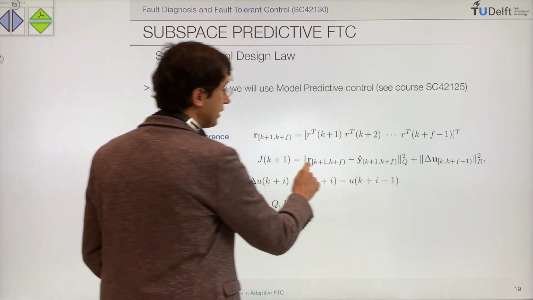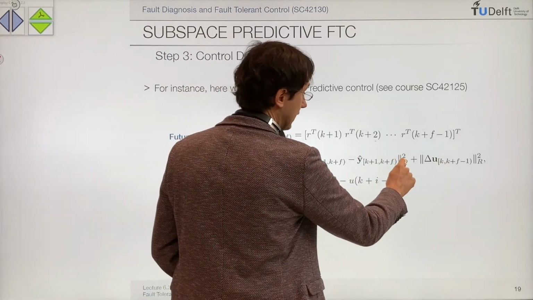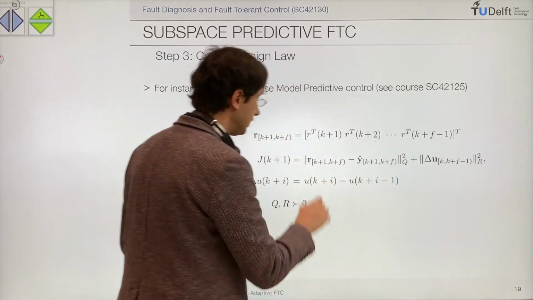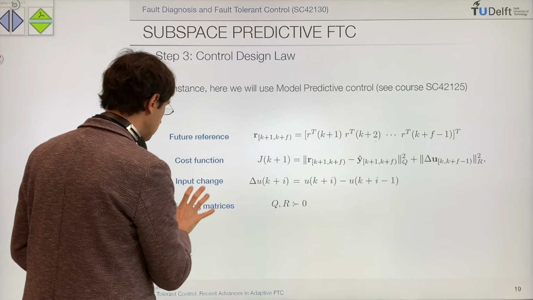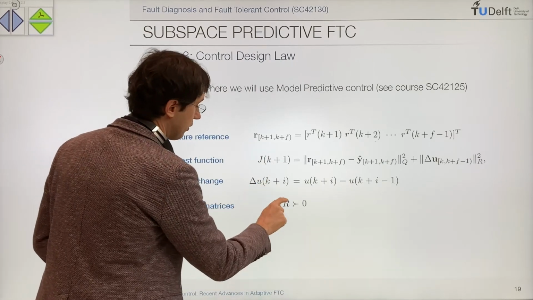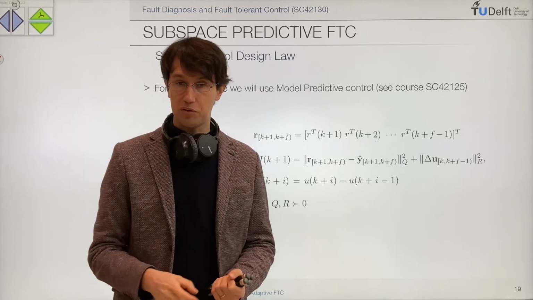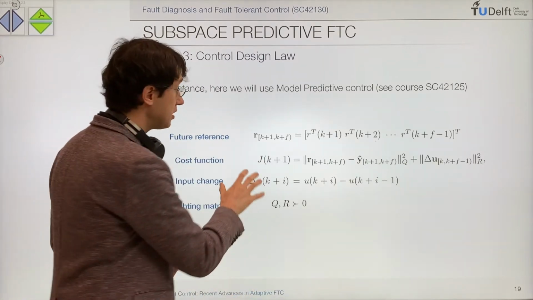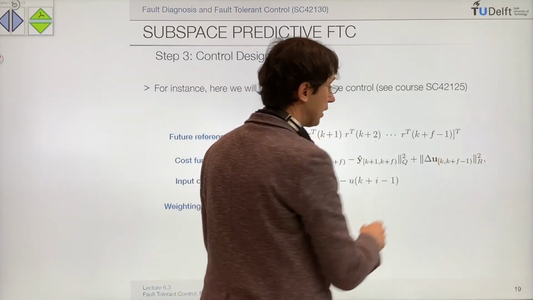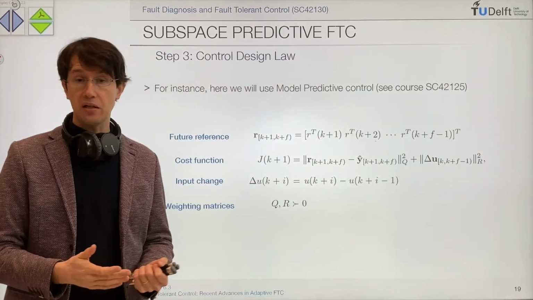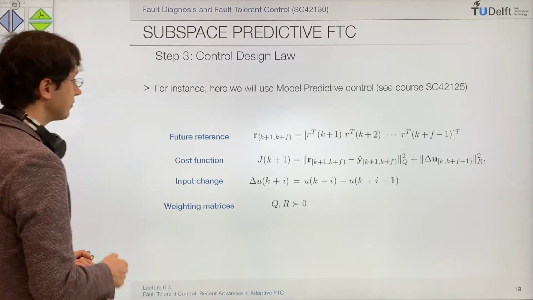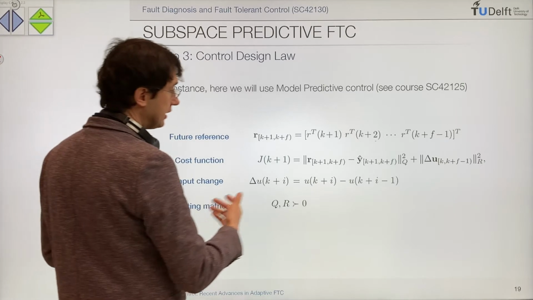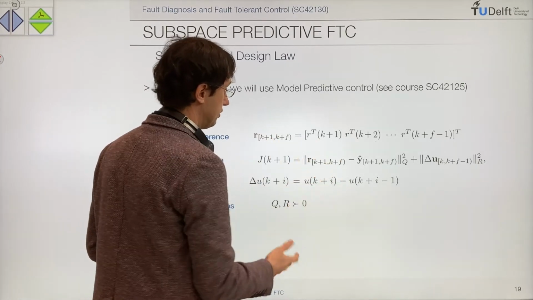And you see here that the norms are indexed by Q. So these are matrix-induced norms where you have these two weighting matrices, Q and R, that are positive definite. So from this point of view, this is the usual cost function for an LQR controller that we already know. So the difference in this case is we have a reference to follow.